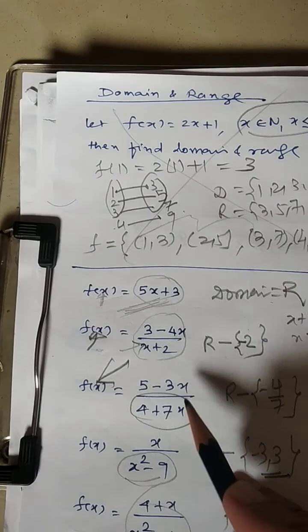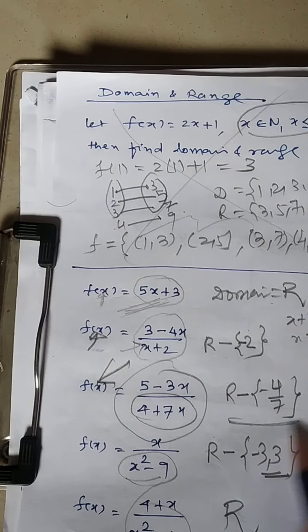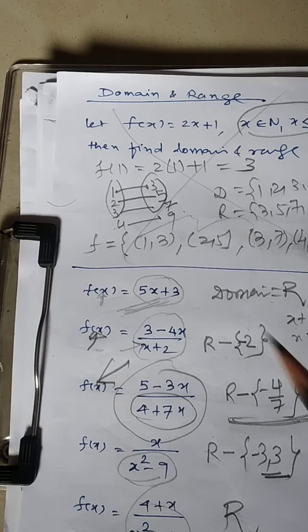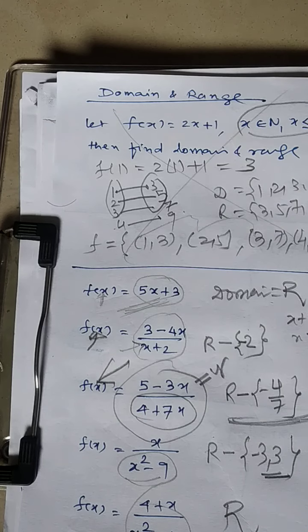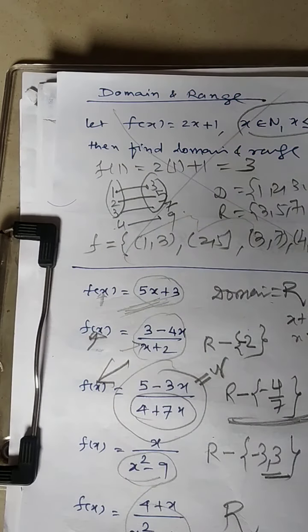Suppose someone is asking you, what is the range of this function? The domain is R minus {4 by 7}. So what is to be done? It is to be compared with y. Then cross multiply, simplify, and get the value of x. x must be purely in the form of y. Then write f inverse of x and talk about its domain. So this is a way of finding the domain and the range.